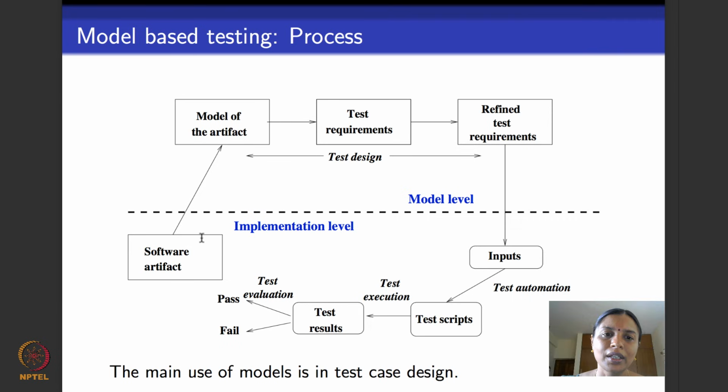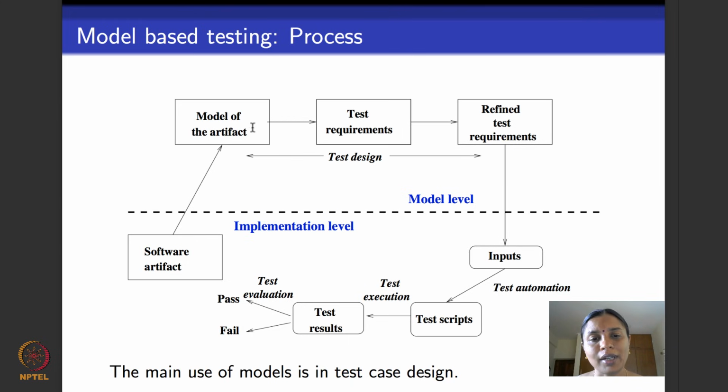How does it work? Let's begin here with this part. I have a software artifact with me under consideration. That could be code, that could be a requirements document, that could be a design document. Code is typically executable, but many software companies have requirements or design documents written in English. So English documents cannot act as models.